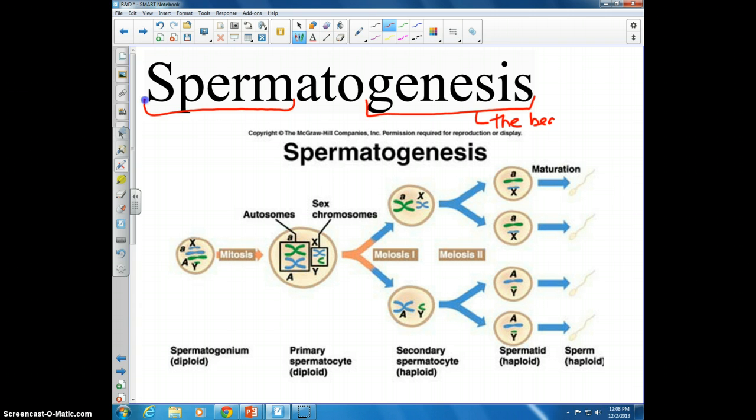So for those of you who are churchgoers, Genesis is the first book of the Bible, and it starts in the beginning. So Genesis means the beginning of.